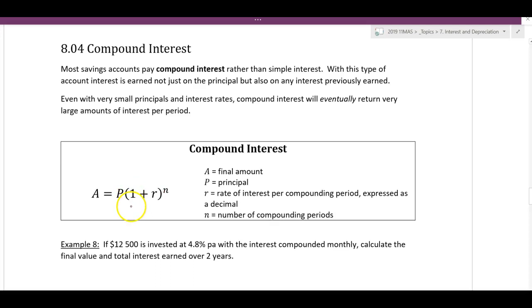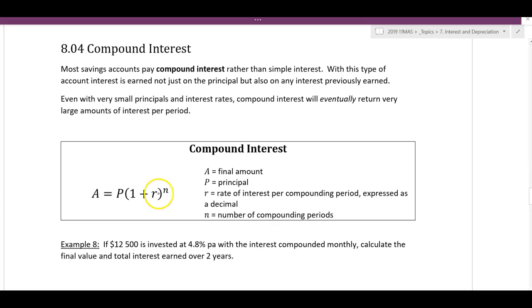Really, a very similar thing happens here. That's why we have 1 plus R, so that we find out not how much interest we're earning, but how much I'll have at the end. So it's 1 plus R. It's not multiplied by n, but to the power of n. Power of n, and n is the number of compounding periods.